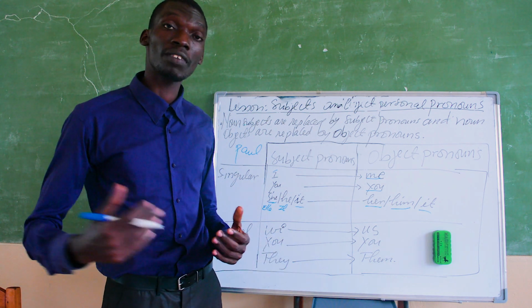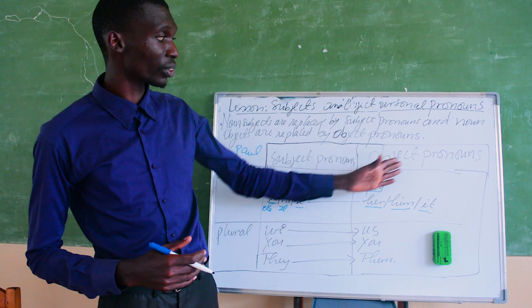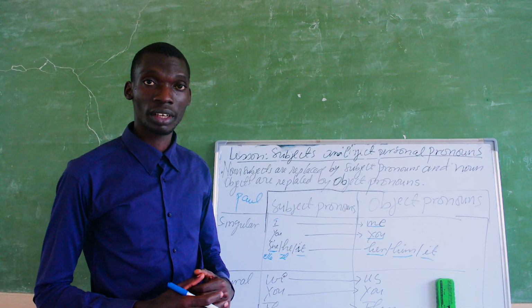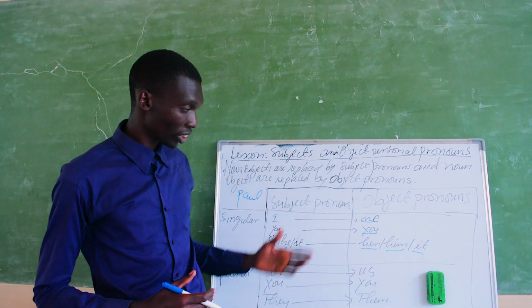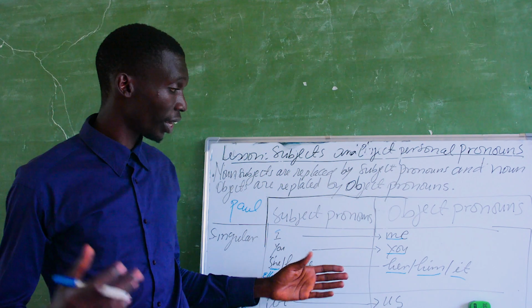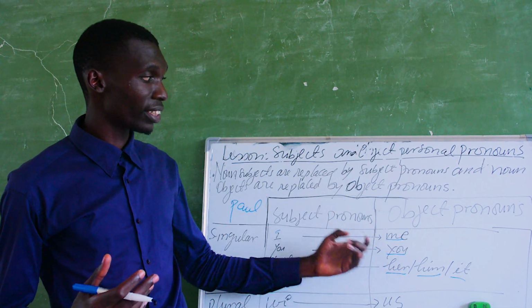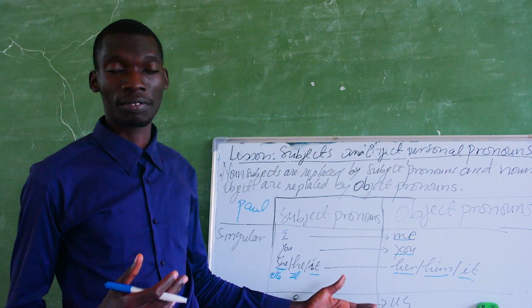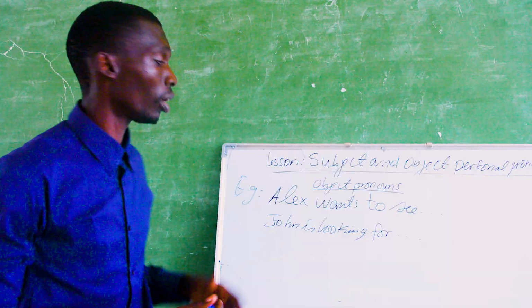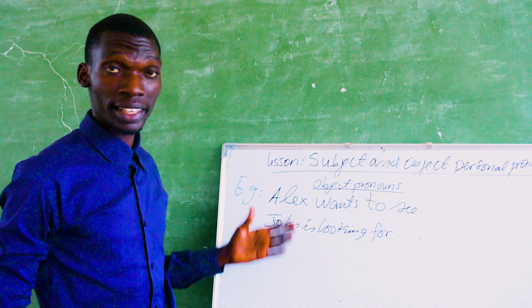So now I'm going to give you some examples on how you can use object pronouns. And I guarantee you with these examples that I'm going to illustrate, you are going to be able to use these object pronouns in your daily life. Okay? Very good. So now let us examine these examples.